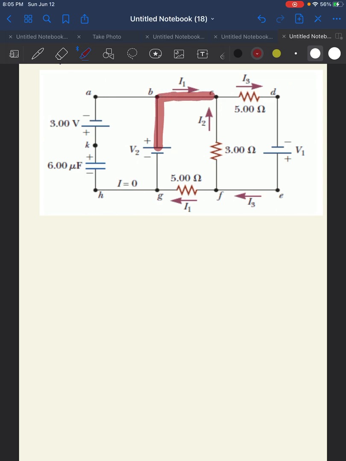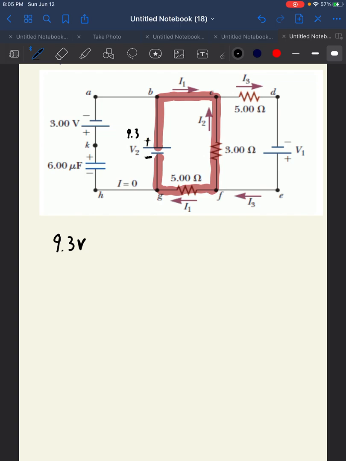The first loop we're going to look at is the loop I highlighted in red. V2 is already given to us as 9.3 volts. So 9.3 volts is where we're going to start. That is positive because we are going from lower potential to higher potential. Let's now go on to the next step.